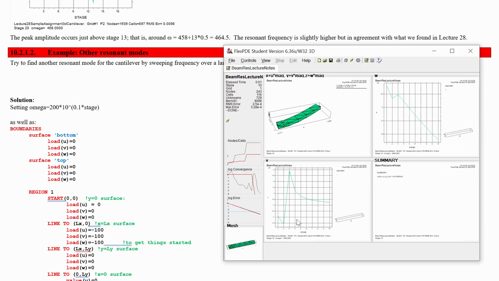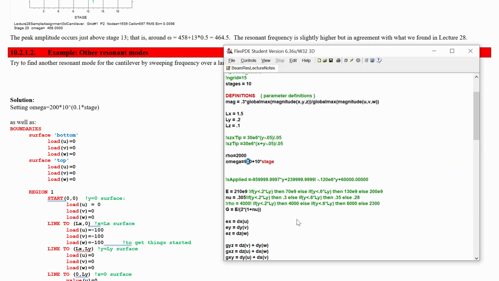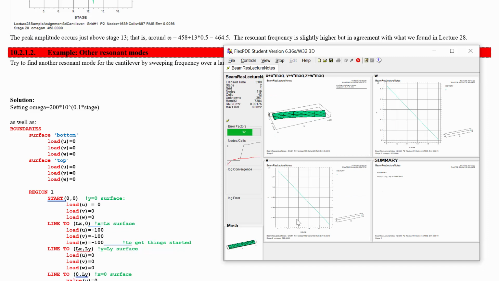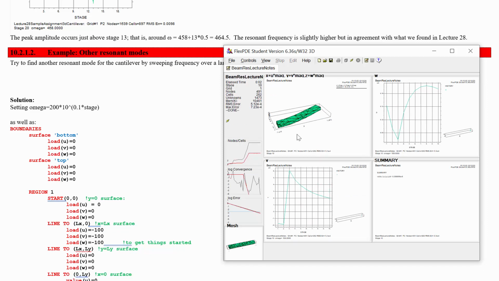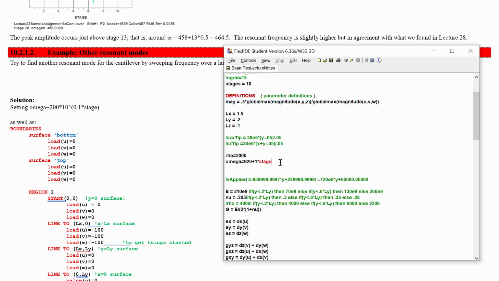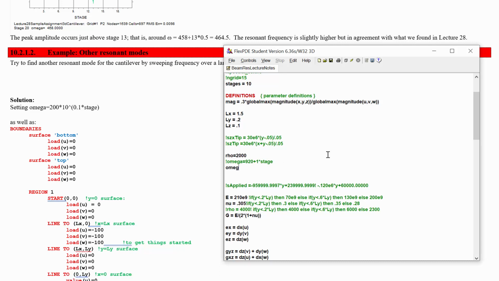It looks like it's between 2 and 3. So that's between 20 and 30. Yeah, so there we go. We're zeroing in on this kind of a mode. We can even try to find longitudinal modes. So let's change this to omega is 100 times stage again.